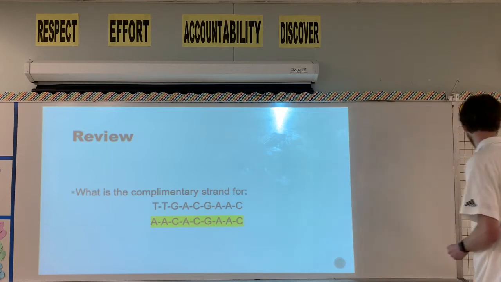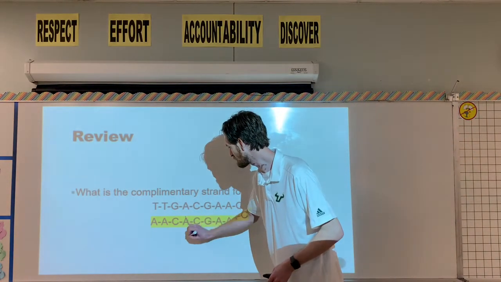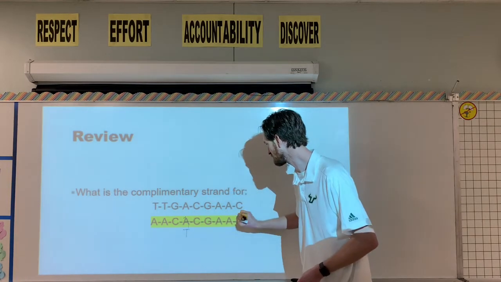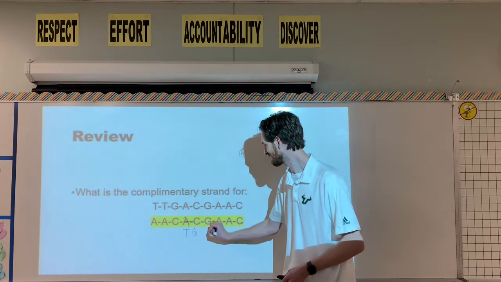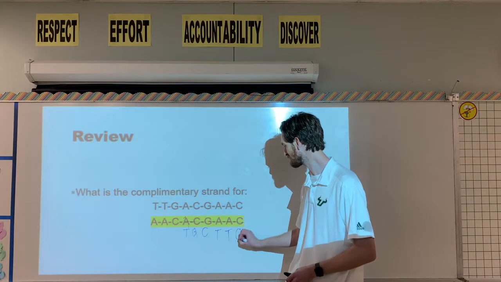So let's grab a marker here and actually make the corrections like we're supposed to. All right, so this should be a T. I'll write it down below it. Cross all this out, that's incorrect. C's are supposed to bond with G's. G's with C's, A with T's, A with T's, and C's with G's.